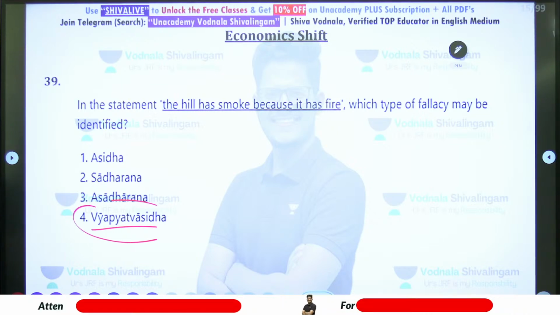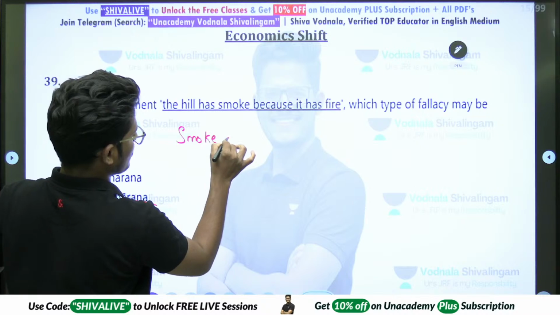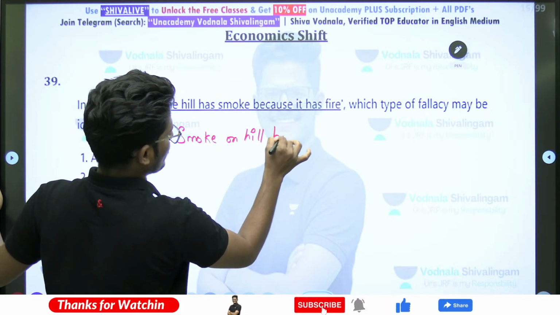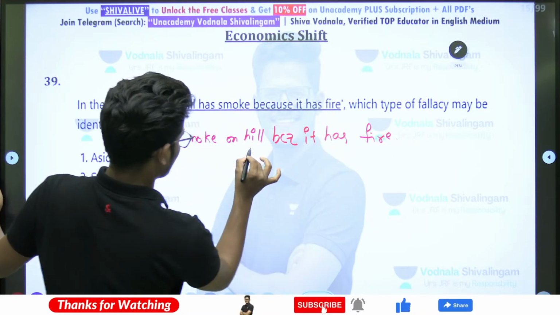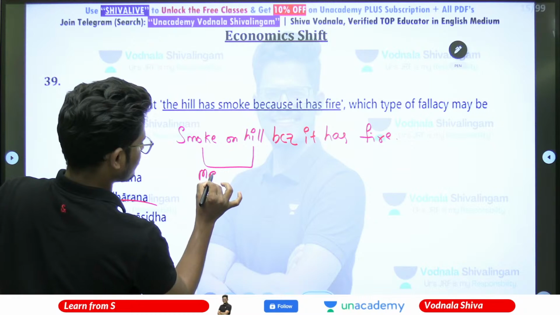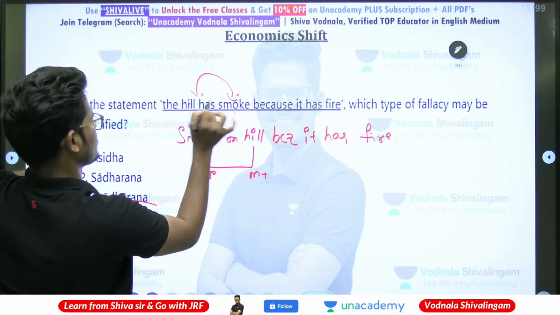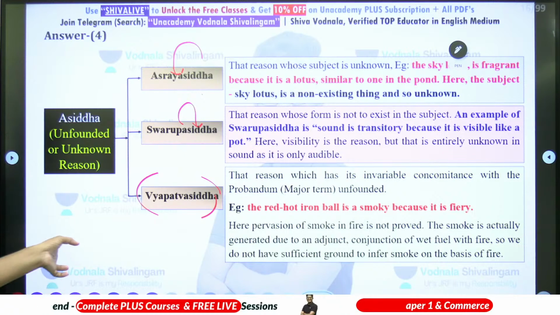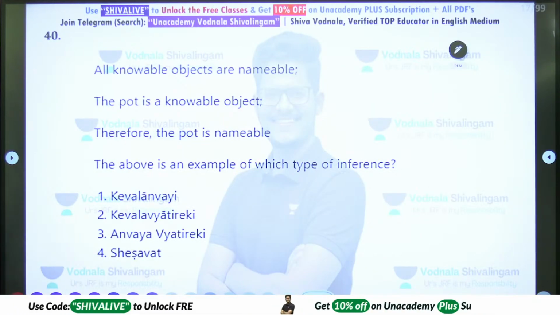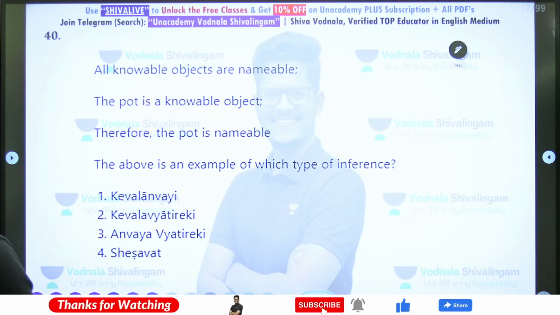The hill has a smoke because it has a fire. It must be: there is a smoke on the hill because it has a fire. So here there is misplacing of a minor term as well as a major term. They stated it the wrong way round; this has to be here, this has to be here. That is why it is Vyapatva Siddha. Misplacing of a minor term with a major term. Right? Are you getting the point now?